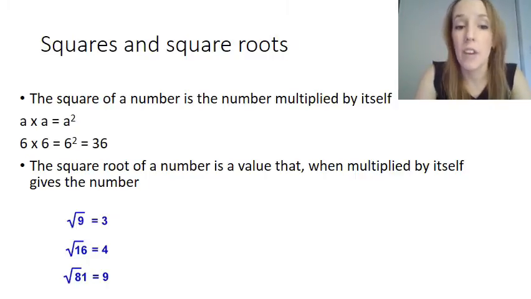The square root of a number is a value that when multiplied by itself gives that number. So for instance, the square root of 9 is 3 because 3 times 3 is 9. The square root of 16 is 4 because 4 times 4 is 16. The square root of 81 is 9 because 9 times 9 equals 81.